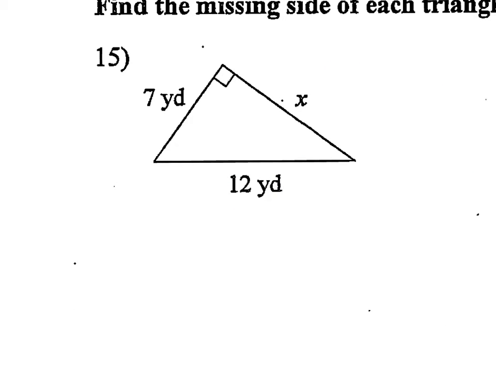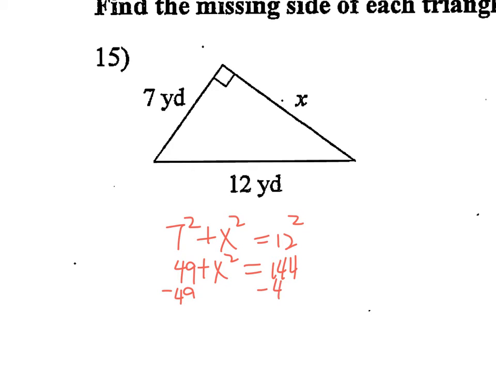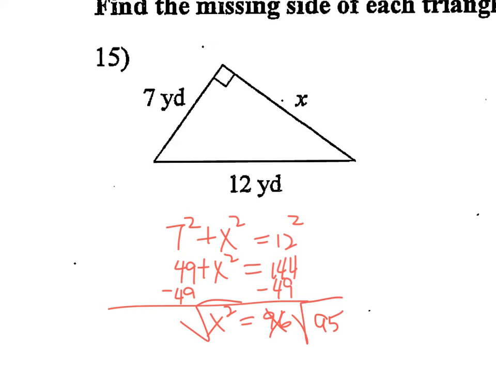Here we're looking for the missing side x, so we could say 7 squared plus x squared is equal to 12 squared. So 49 plus x squared is equal to 144. Take away 49, and you get that x squared is equal to 96. And that's not correct. It's actually equal to 95. So square rooting both sides, we'll get x equals the square root of 95, which is approximately 9.75.